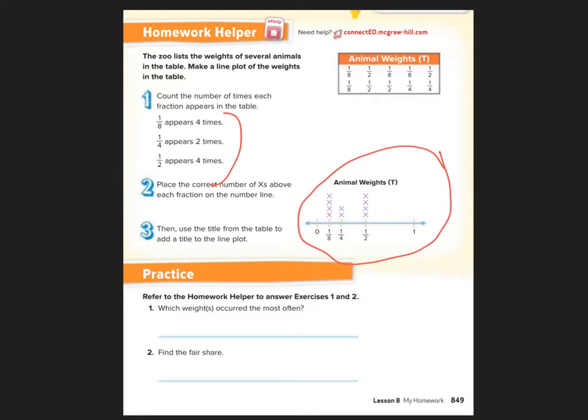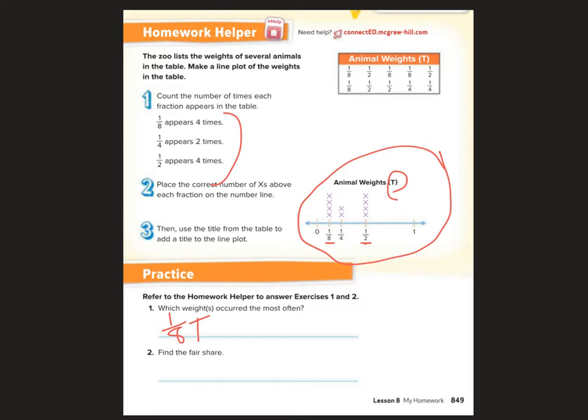Refer to the homework helper to answer exercises 1 and 2. Which weights occurred the most? We have a tie. 1/8 of a ton, not pound. Make sure you're looking at the unit, see what it's in. 1/8 of a ton and 1/2 of a ton.